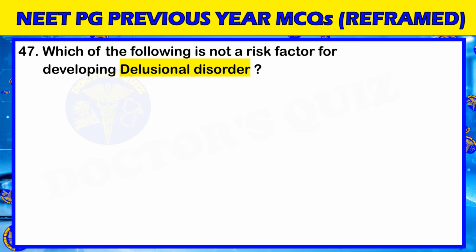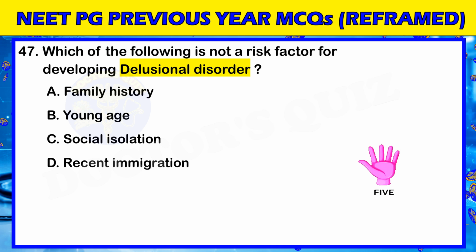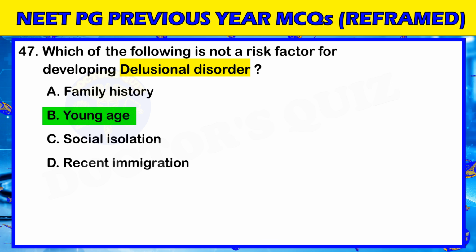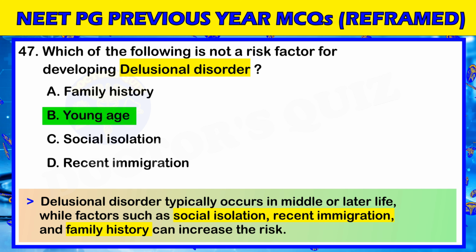Which of the following is not a risk factor for developing delusional disorder? The right answer is option B, young age. Delusional disorder typically occurs in middle or later life, while factors such as social isolation, recent immigration, and family history can increase the risk.